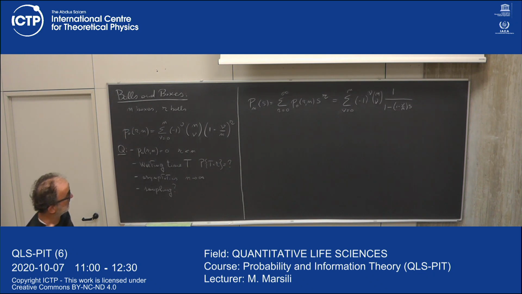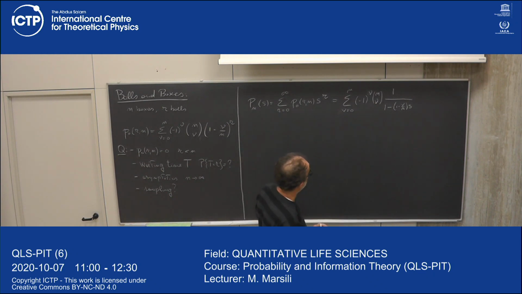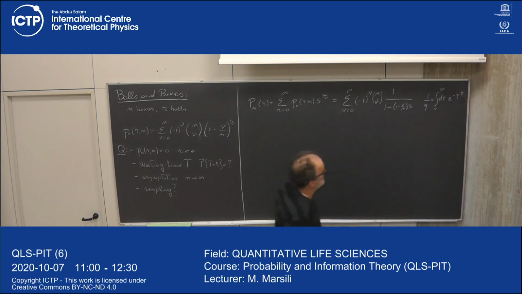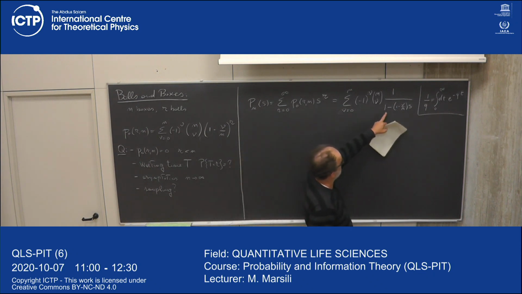It is not yet an easy expression to handle, so we would like to simplify it a little bit more. And so here we use a simple relation that whenever you have something like 1 over q, you can put it at the exponent by introducing an integral. Okay, so there is this identity that we are going to use in order to change this thing.